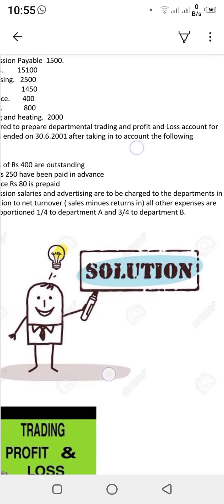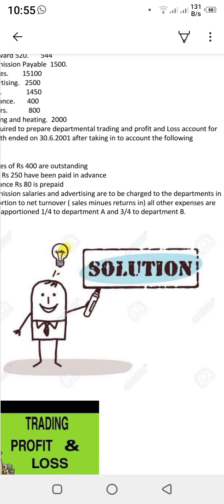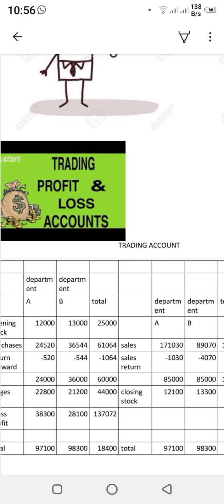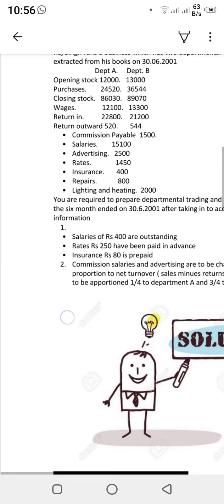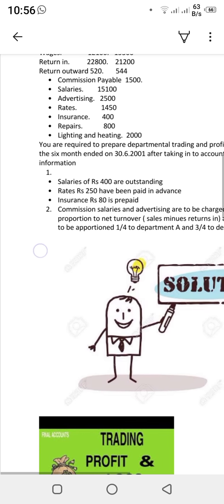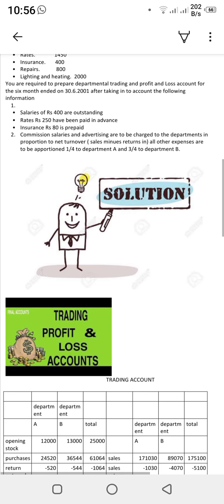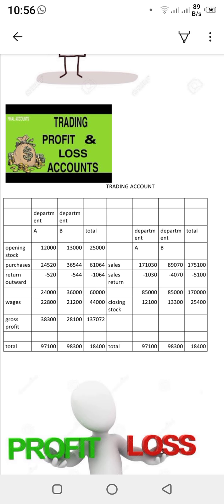Now move towards the question solution with a smiley face. Why are you giving us such a smiley face? Because the question is clear to us. Wow, it's a great pleasure that the question is clear to us. Now we have to prepare the trading and profit and loss account as required in the question. And as you know, the question is clear. I'm so happy that the question is clear to me, so I can solve my question easily. Oh, hooray. Move towards the trading account.